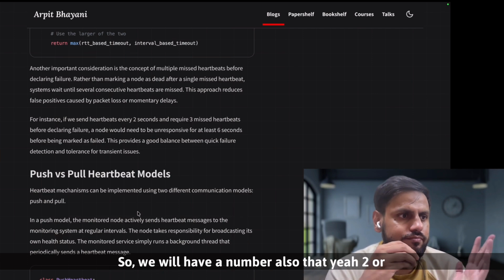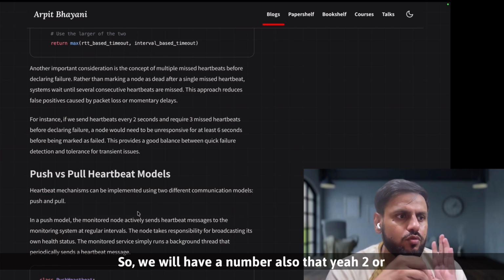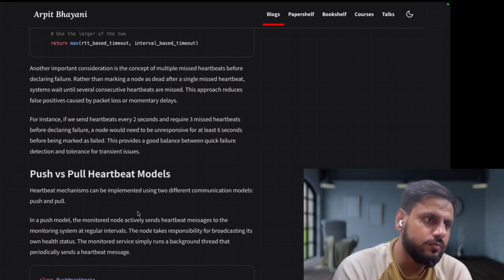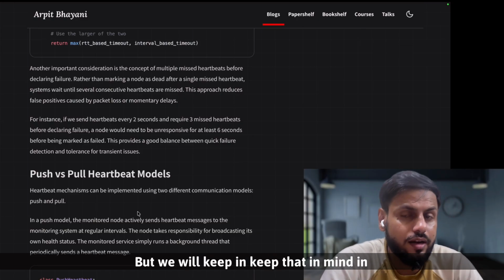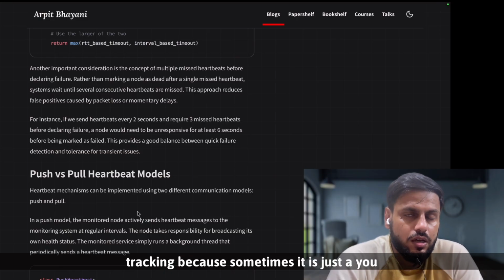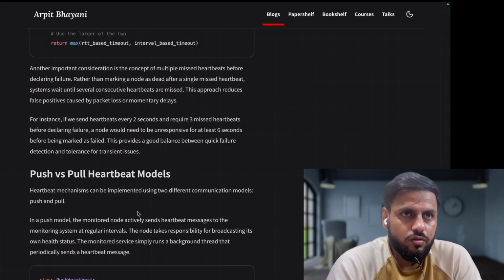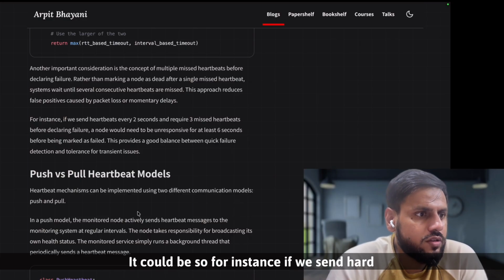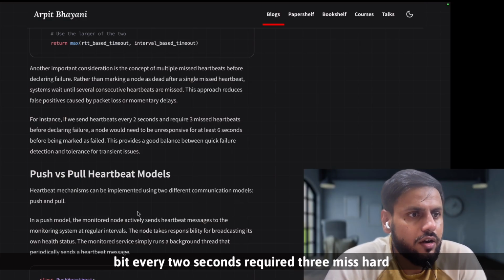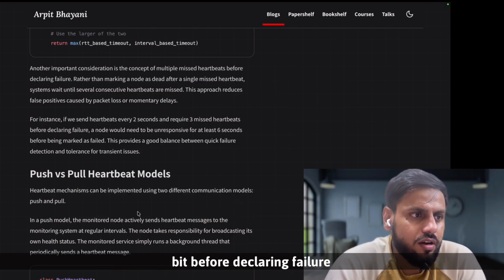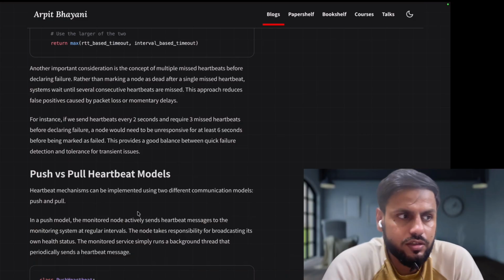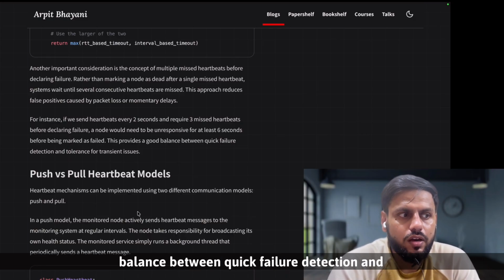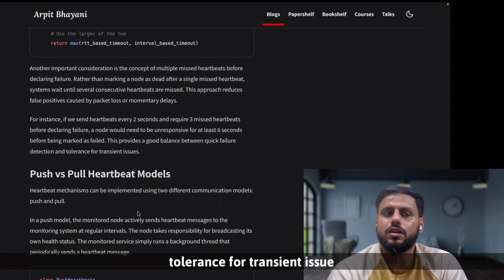So we will have a number also, that, yeah, two or three misses, then we will call it a miss. But we will keep that in mind in tracking, because sometimes it's just a hint before the failure. It could be. So for instance, if we send a heartbeat every 2 seconds and require 3 missed heartbeats before declaring failure, a node will need to be unresponsive for 6 seconds before being marked as failed. This provides a good balance between quick failure detection and tolerance for transient issues.